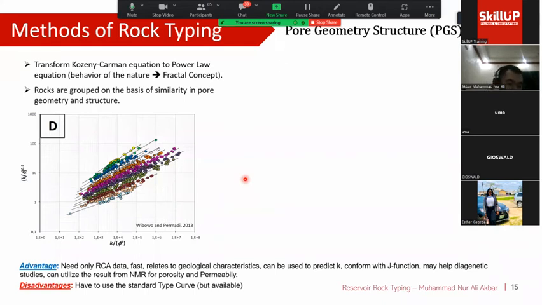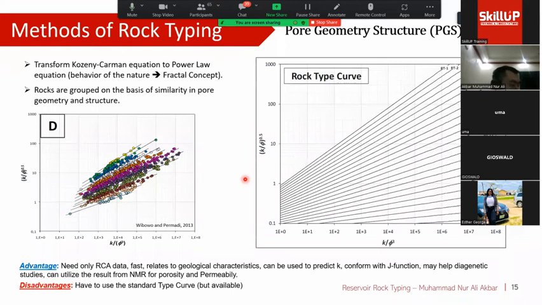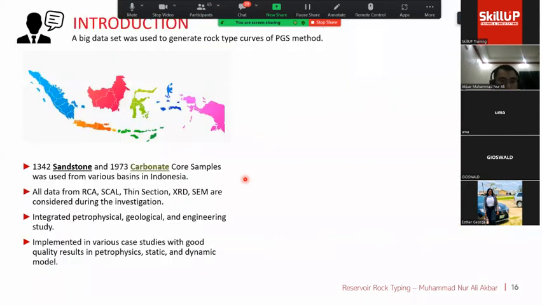The disadvantage is that you have to use the standard type curve. It's quite difficult to make the line, but from the study in 2013, the type curve is available as well. So you can really use this type curve to define the rock type with a robust quality of the grouping method. Why is this PGS good?